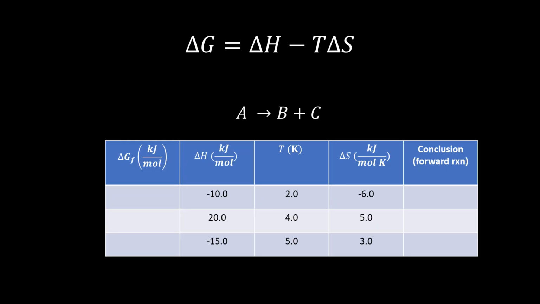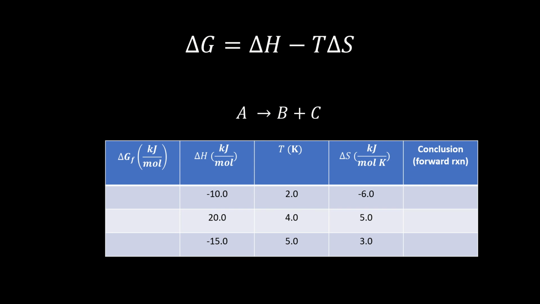So, just practicing this type of stuff. Let's say we have the following sets of information, and we're looking at the free energy of the forward direction, or delta G subscript F. Usually the F means formation. Here we're just looking at the forward direction from reactants to products. We have some chemical reaction where A decomposes into B and C.